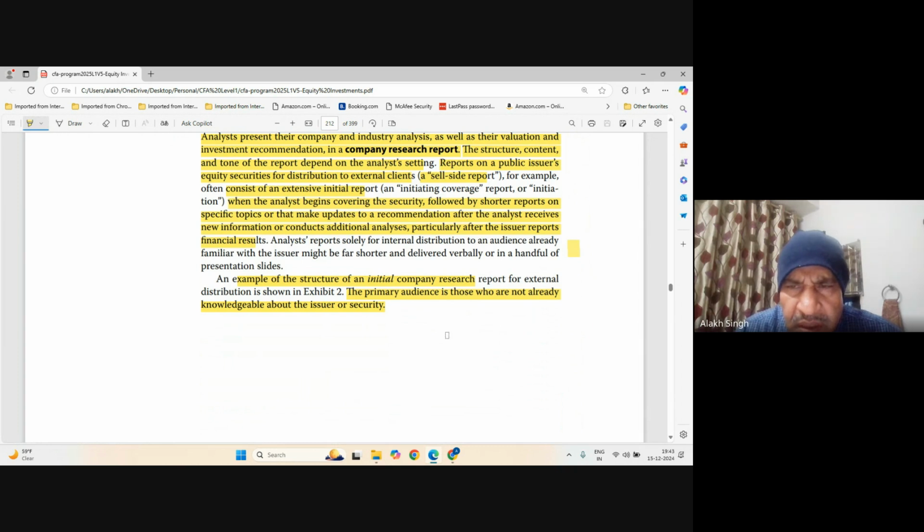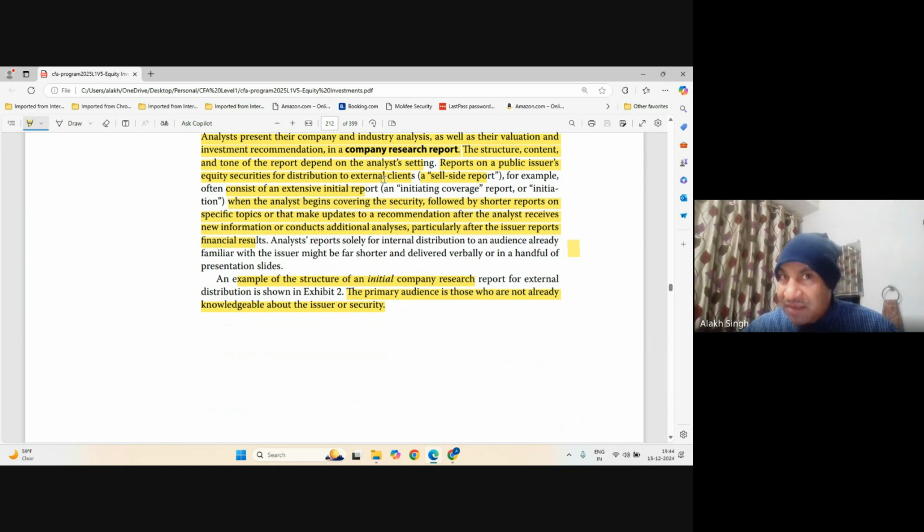Now, this is if you are on the sell side, meaning reports on a public issuer's equity security for distribution to external clients. So what does a sell side researcher do? I was a sell side researcher. They prepare the report independently. You don't have any boss because you are on the sell side. You are your own boss, and then you will distribute it to your clients or to your potential investors in that company, and that is your business.